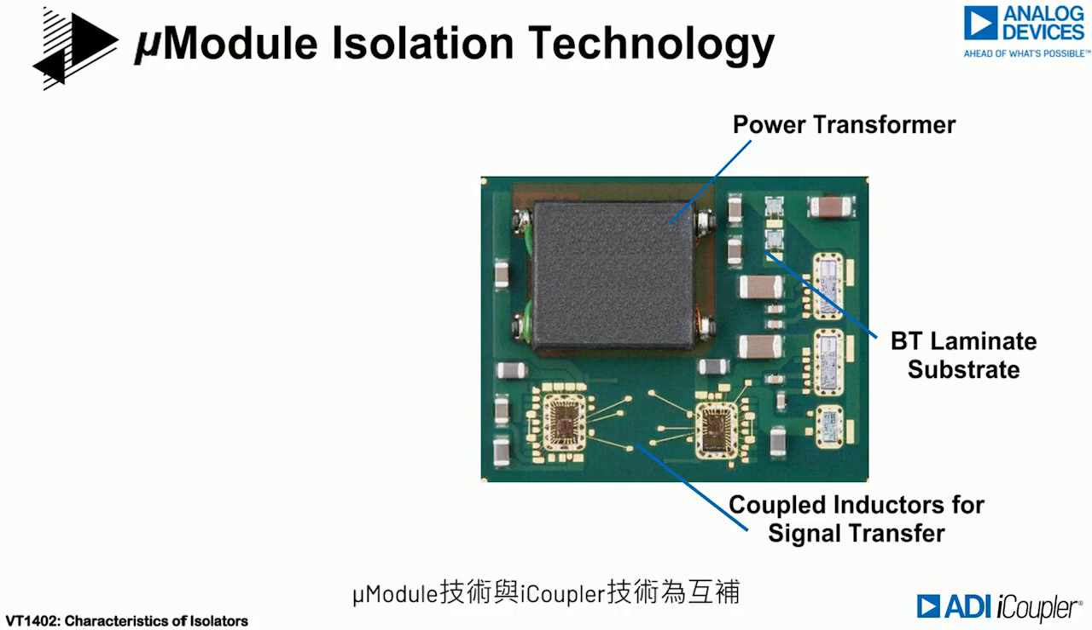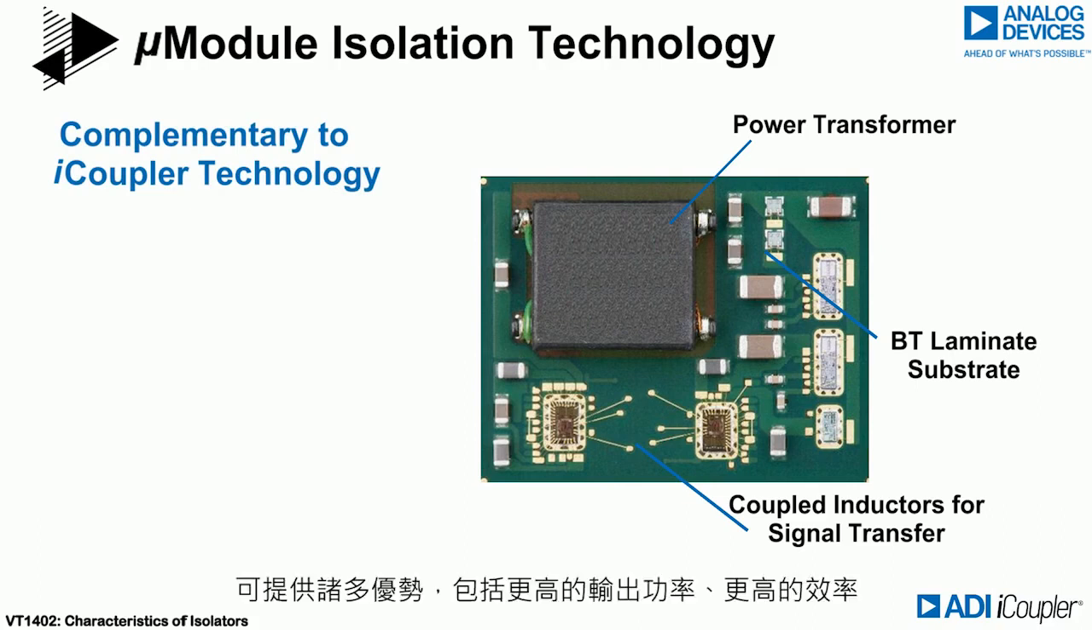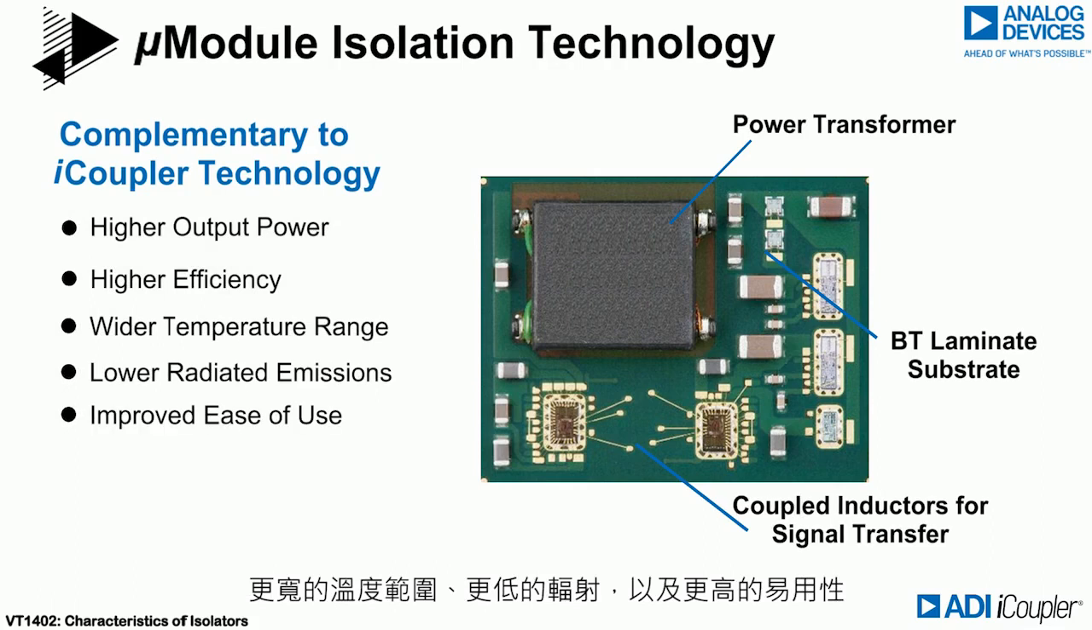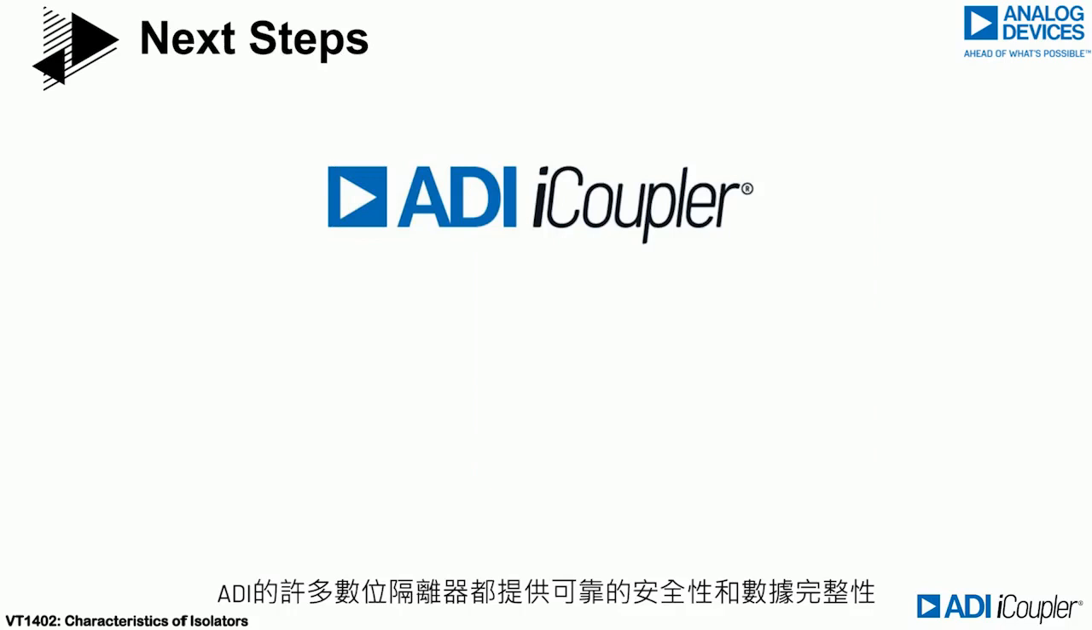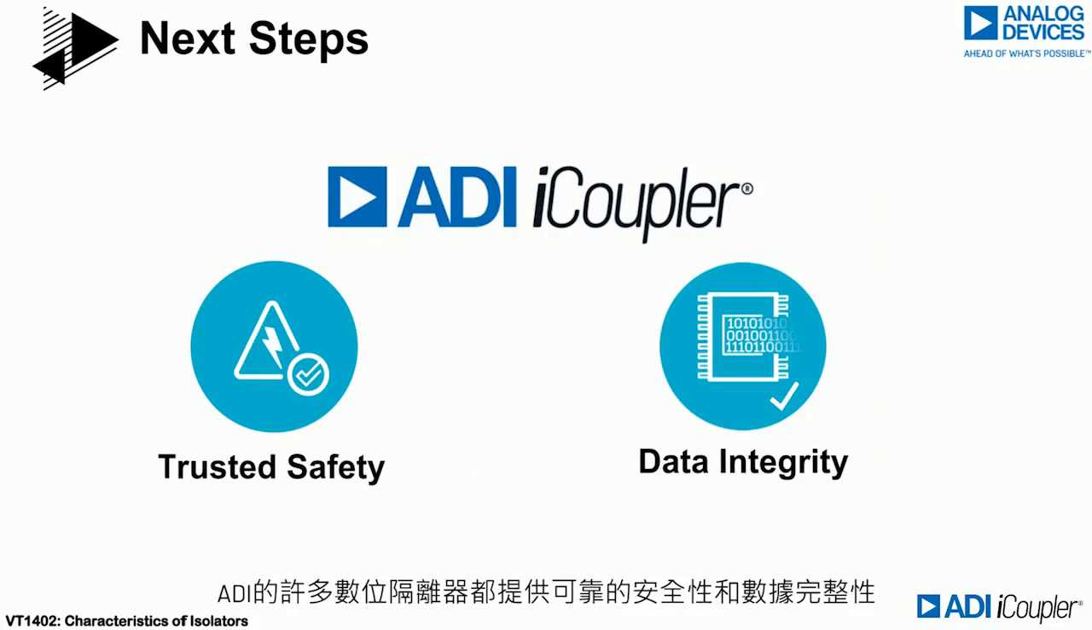Micromodule technology is complementary to iCoupler technology, offering many benefits including higher output power, higher efficiency, wider temperature range, lower radiated emissions, and improved ease of use. Analog Devices has many digital isolators that provide trusted safety and data integrity.